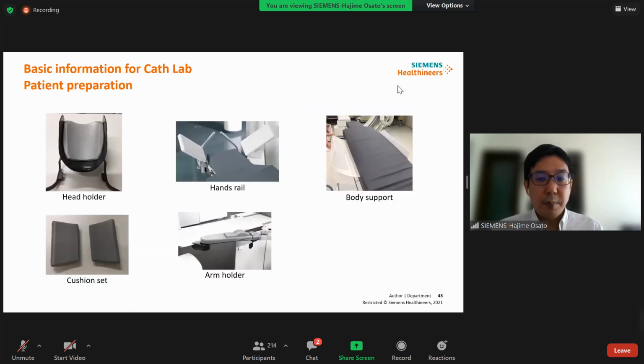These are sample images of the accessories. Head holder and cushion set are used for neuro examination, handrail and body support for the abdominal case. If Dyna CT, so cone beam CT on the angio system, is required in the abdominal case, the arm can cause strict artifacts, and raising the arm makes better image quality. Arm holder is used for brachial and radial access, especially in cardiac cases.